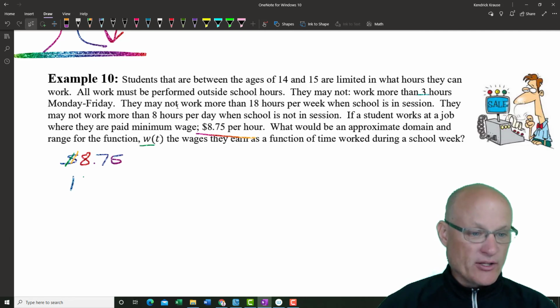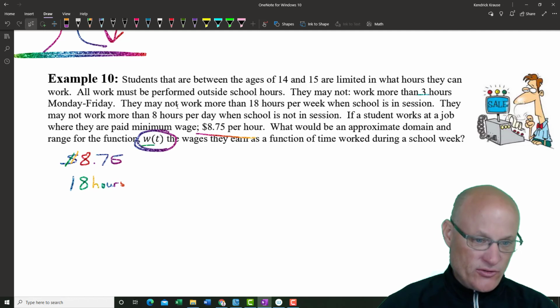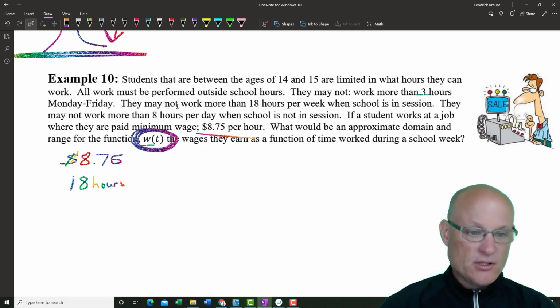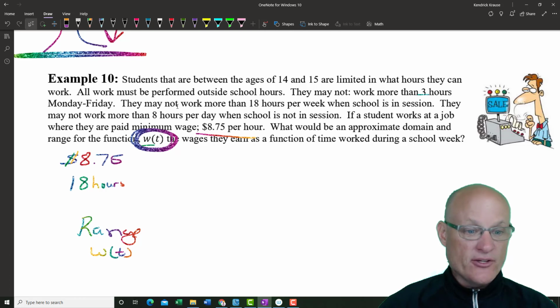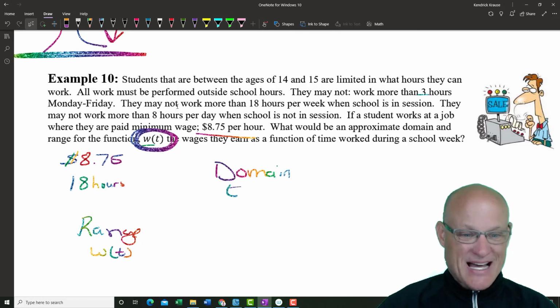So let's assume that they're going to work 18 hours. So wages are W of t. That's the range. So the range is the W of t. That's your wages. And the domain, I should have put this over there. The domain is the time.